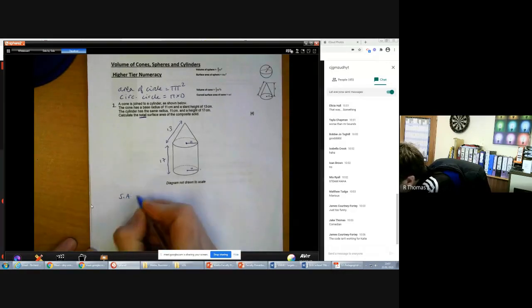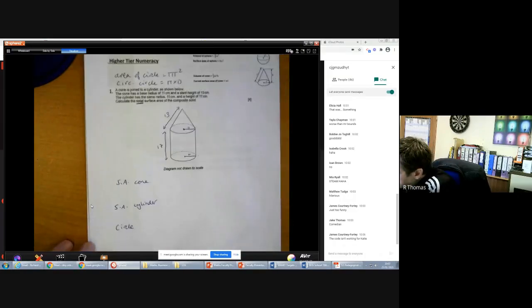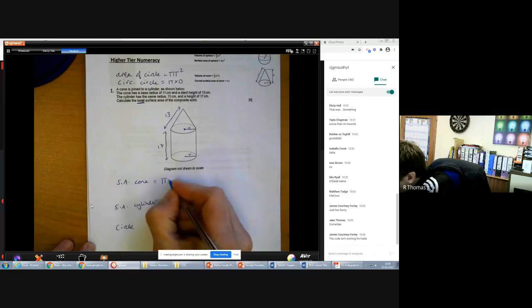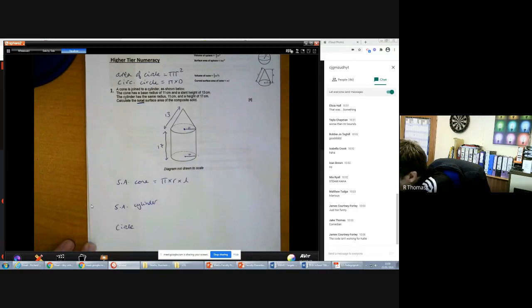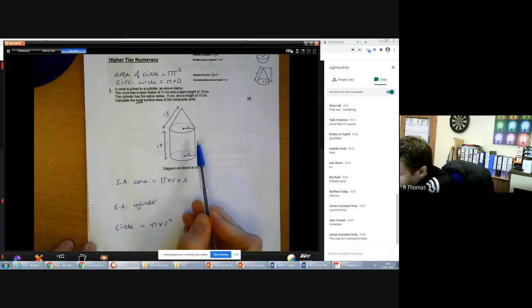Right, so there's 3 things we've got to work out. We've got to work out the surface area of the cone, the surface area of the cylinder, and then the circle at the bottom. And once we've worked those 3 things out, obviously we just add them all up. Okay. Now don't forget, for the cone, it's pi times radius times length, and they've given us the numbers, so I'm going to let you have a go at this on your own. The circle at the bottom is pi times radius squared, and again, we know the radius is 11.